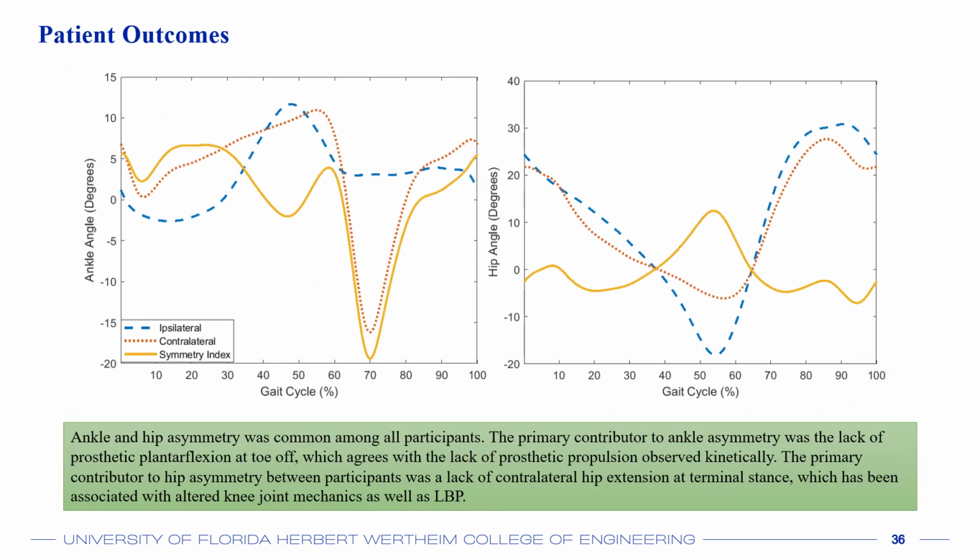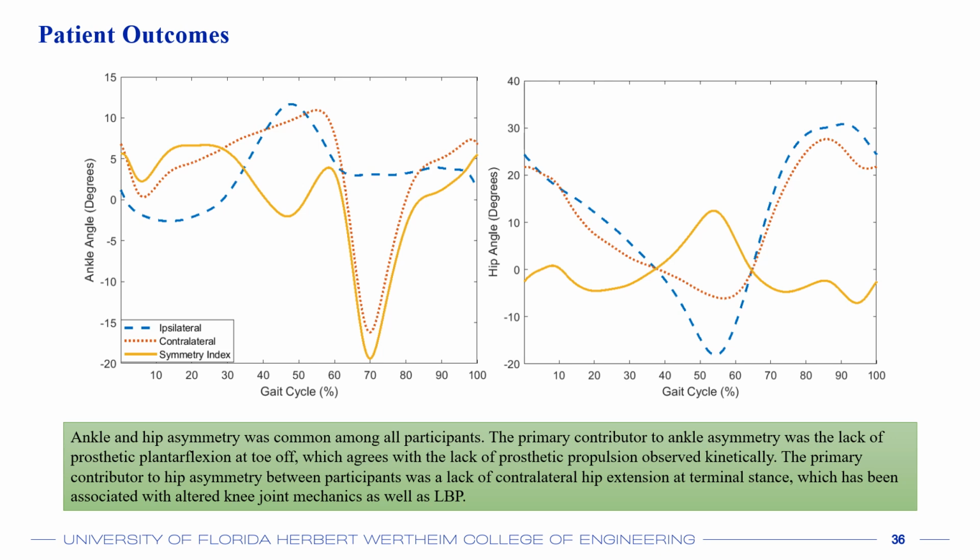With respect to kinematics, there were also consistencies with respect to ankle and hip asymmetry, both being common to all participants. The primary contributor to ankle asymmetry being a lack of prosthetic plantar flexion at toe-off, as is with a mechanical carbon fiber knee. This can be observed in the left plot here of the ankle angle, where at around 70% of the gait cycle, there is a large dip in the contralateral ankle angle and no change in the ipsilateral, which was the major contributor to ankle asymmetry and was consistent between participants as a result.